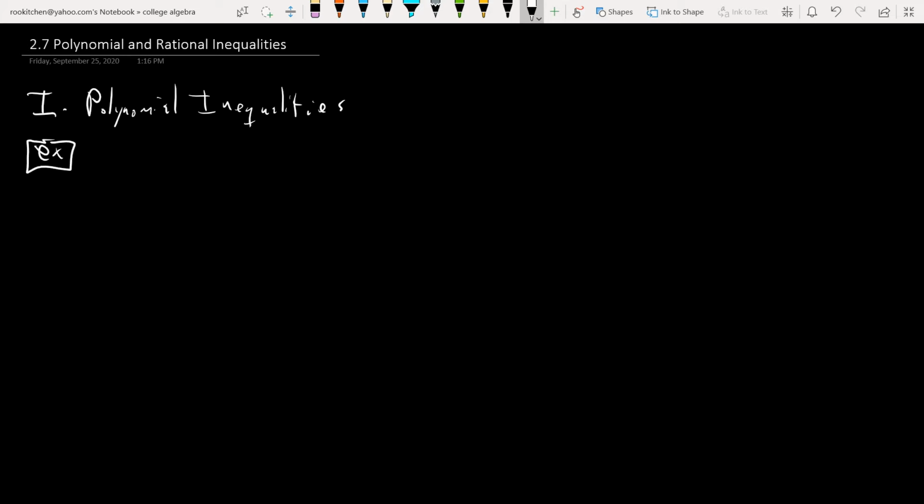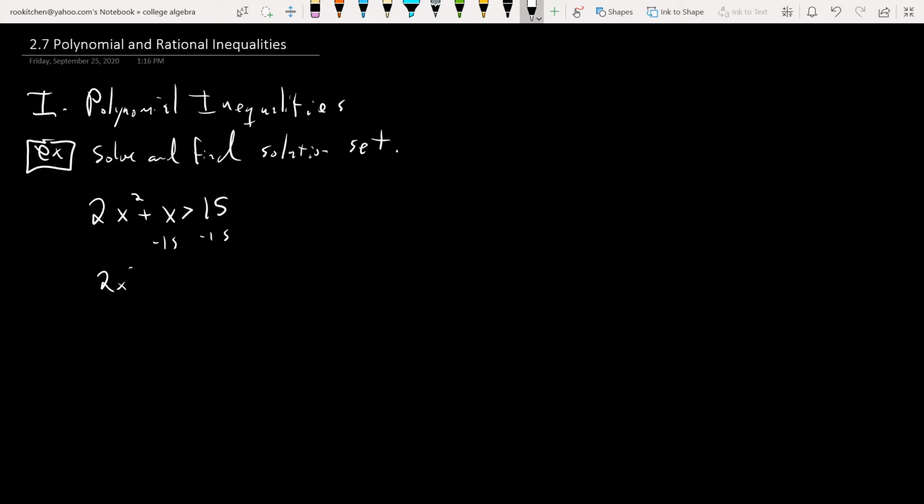Let's just take a look at an example. Solve, and then find the solution set. They give us the inequality 2x squared plus x is greater than 15. The first thing you want to do is get 0 on one side. So I'm going to move the 15 over, and I have 2x squared plus x minus 15 greater than 0.